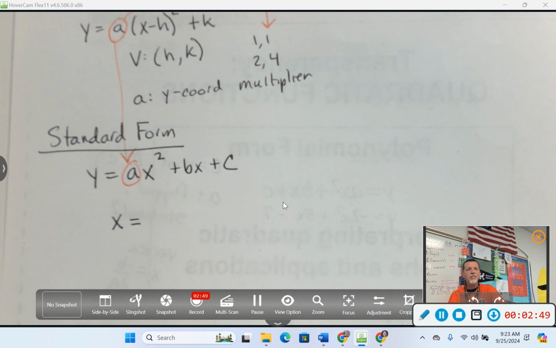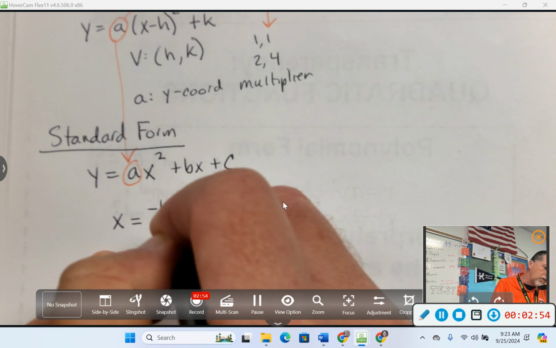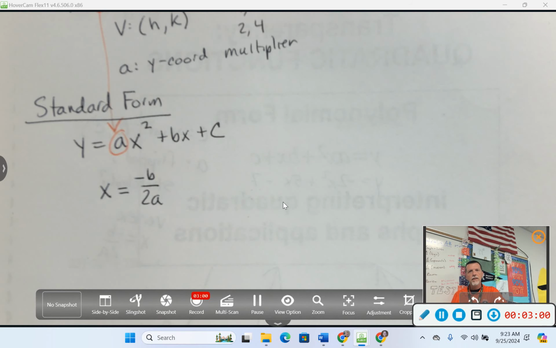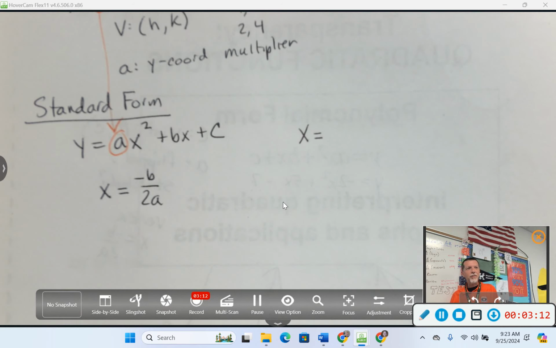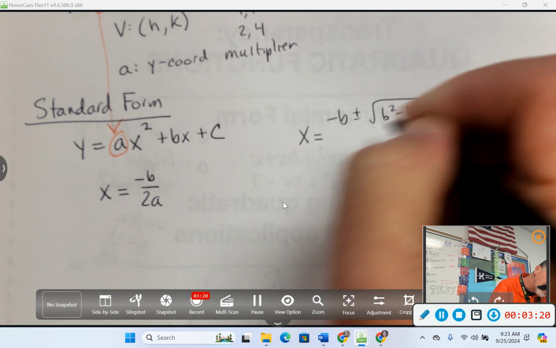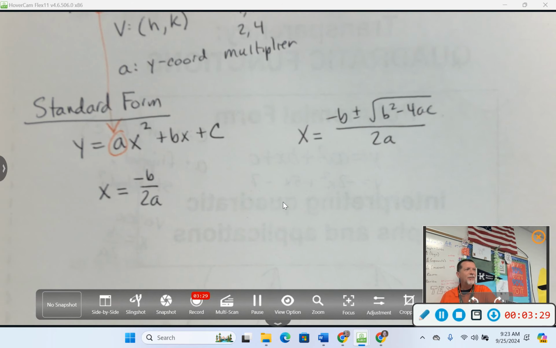First time we've used it this year. The x-coordinate of the vertex is negative b over 2a. I think y'all are familiar with the quadratic formula. I like to talk about it because it gives me a chance to sing, right? Is that how you remember it? X equals negative b plus or minus the square root of b squared minus 4ac all over 2a. Is that not how you remember that? That's the song.